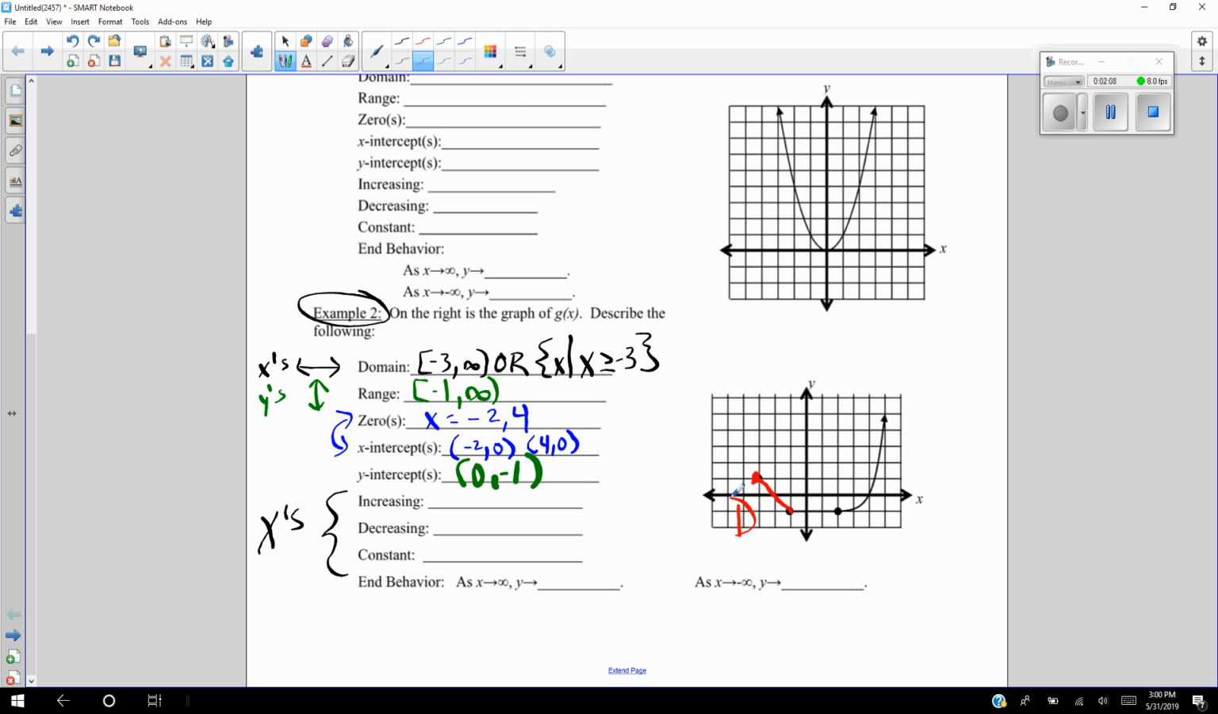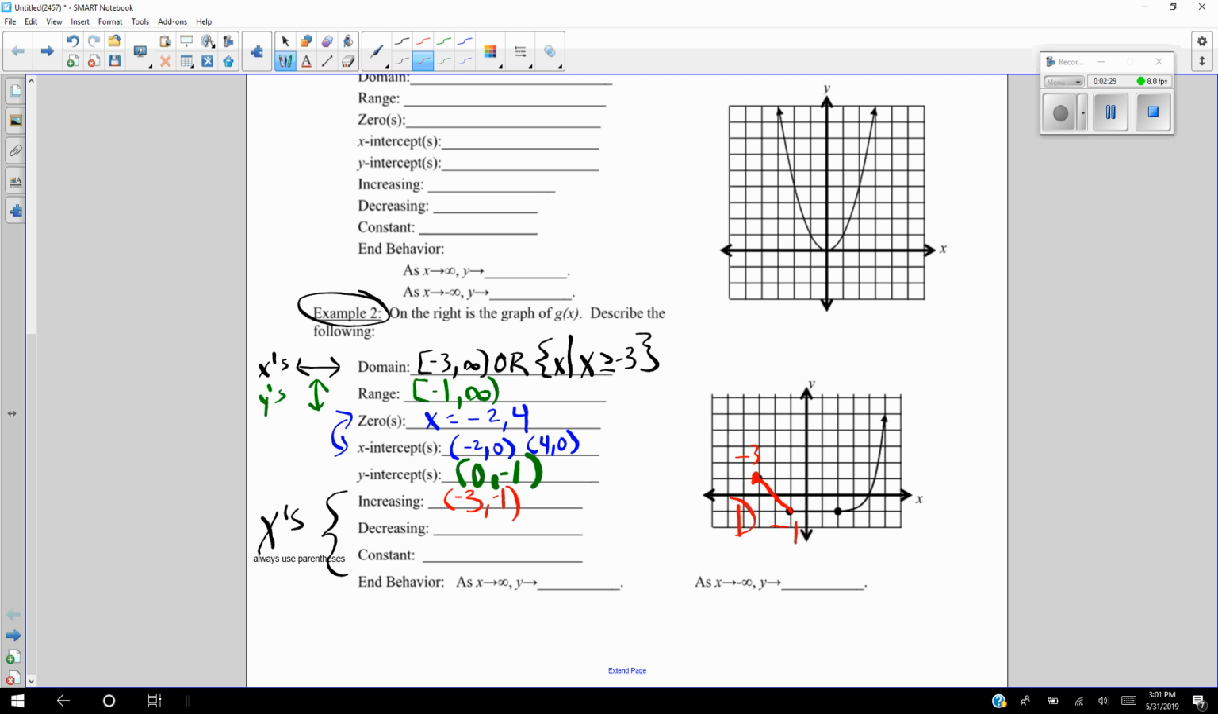Question is, where is it decreasing from? We use the x value, so it starts decreasing right here, x equals -3, and stops at -1. Always use parentheses when we do these intervals.